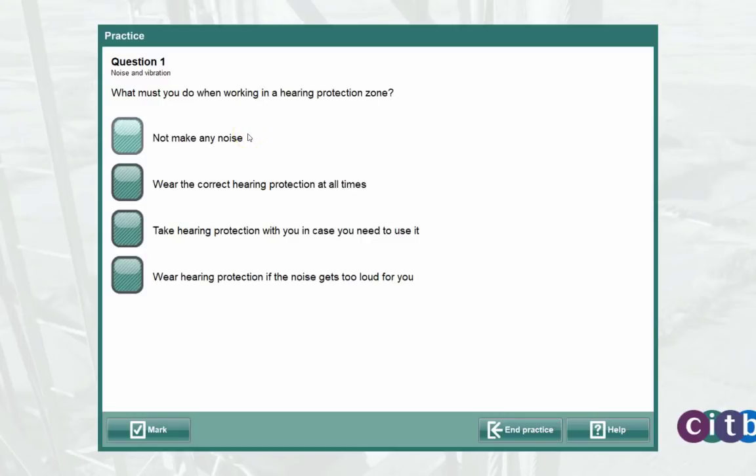What must you do when working in a hearing protection zone? Not make any noise. Wear the correct hearing protection at all times. Take hearing protection with you in case you need to use it. Wear hearing protection if the noise gets too loud for you.